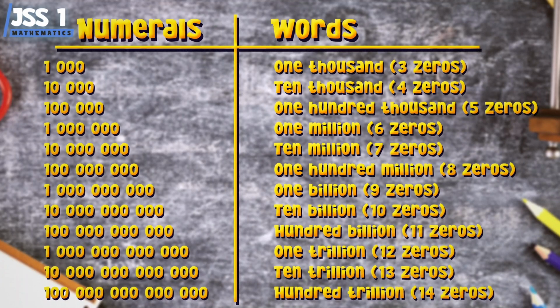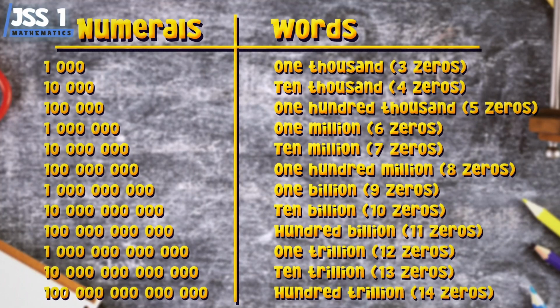The first one we have on the table is 1 with 3 zeros, and we'll call that 1,000. For the second one, we have 1 with 4 zeros, and that is 10,000. We have 1 with 5 zeros, that is 100,000. 1 with 6 zeros, that is 1 million. 1 with 7 zeros is 10 million. 1 with 8 zeros is 100 million. 1 with 9 zeros is 1 billion.